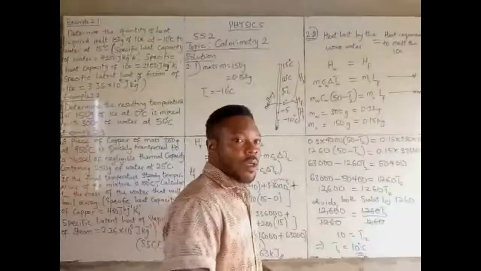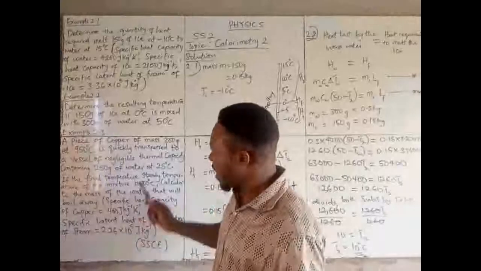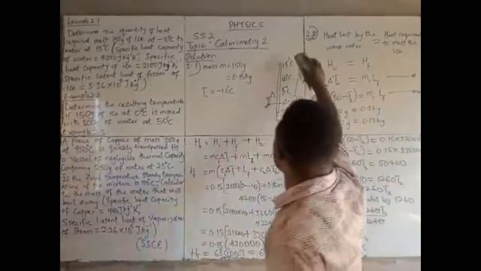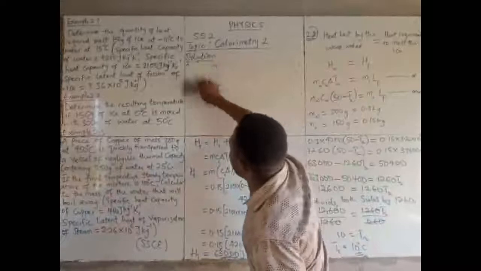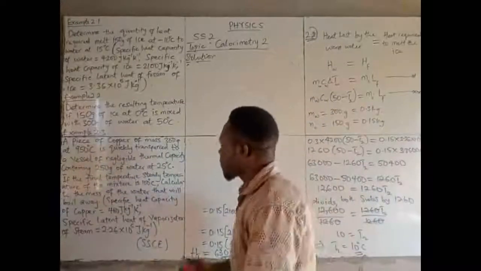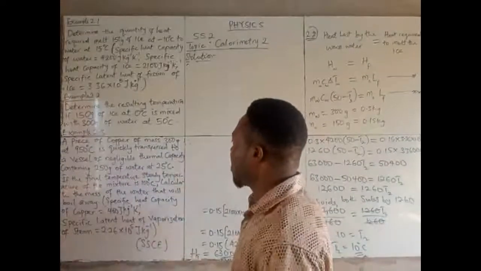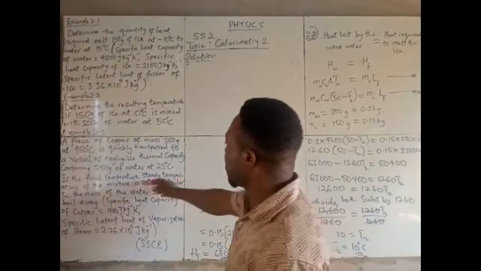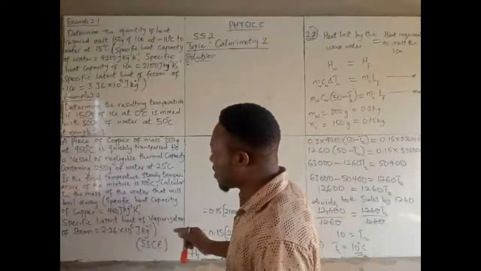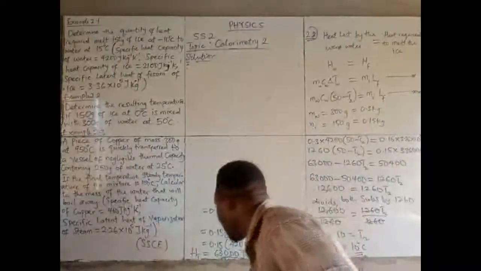Now, we expect you to solve example 2.3 for me. Try it. The question is: a piece of copper of mass 300 gram at 950 degrees Celsius is quickly transferred to a vessel of negligible thermal capacity, containing 250 gram of water at 25 degrees Celsius. If the final steady temperature of the mixture is 100 degrees Celsius, calculate the mass of the water that will be boiled away. You should know that it's very simple.